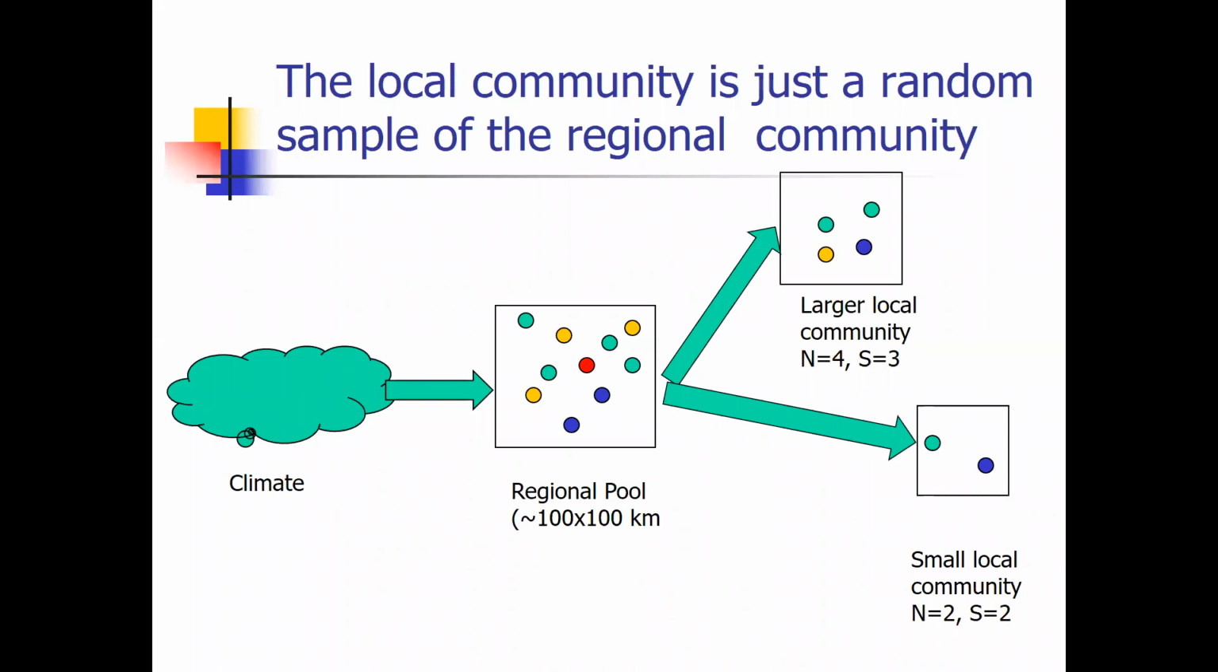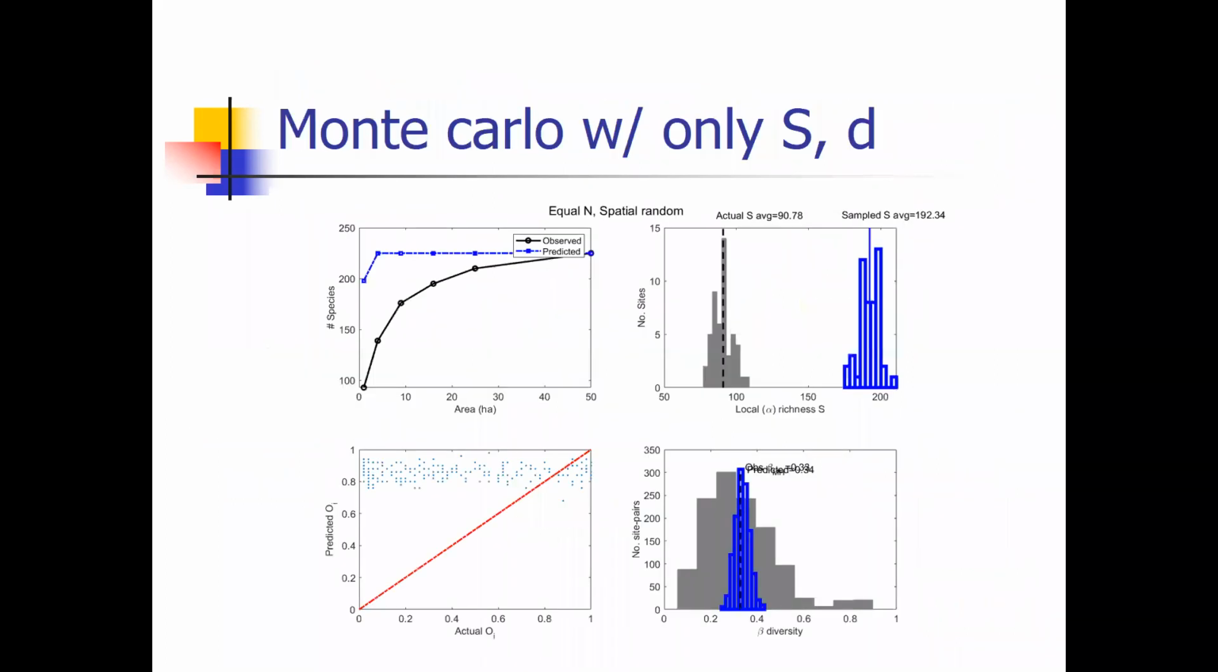Local communities are necessarily much, much smaller than that. Depends on your organisms, could be 0.5 meter by 0.5 meter, 100 meters by 100 meters. I'm going to work with the BCI data, so my local communities will oftentimes be 100 meters by 100 meters.